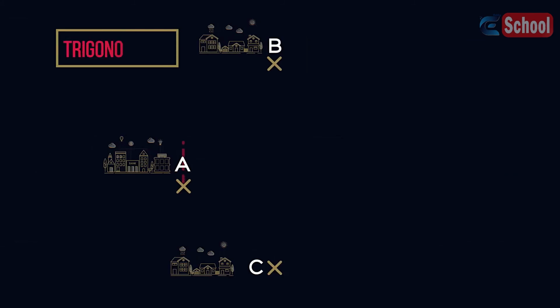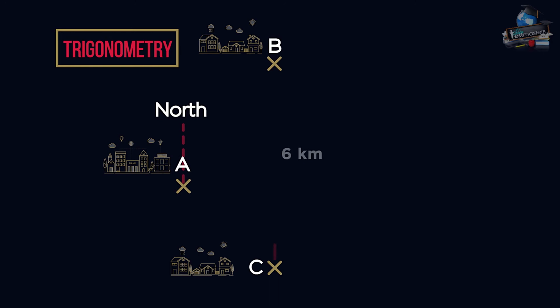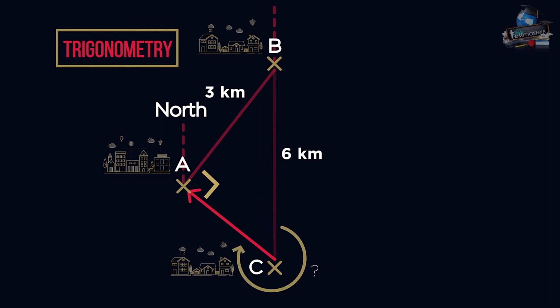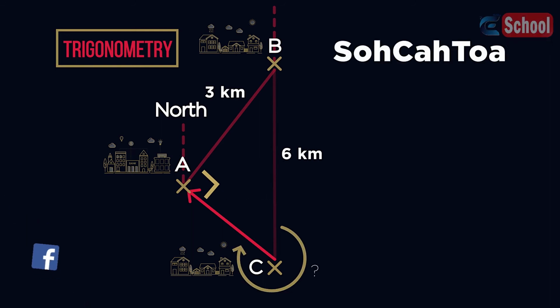We can also use trigonometry. Consider this question. Town B is 6 kilometers due north of town C. Town A is 3 kilometers from town B. The bearings of A from towns B and C intersect perpendicularly. What's the bearing of town A from C? Using SOHCAHTOA, we can see we need to learn the size of angle BCA. Pause the video and see if you can work it out.